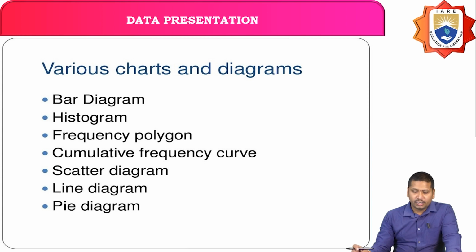There are various charts and diagrams, like bar chart, histogram, frequency polygon, cumulative frequency curve, scatter diagram, line diagram, and pie diagram. These are some of the various charts and diagrams we have for presenting data. First is the bar diagram, then histogram, frequency polygon, cumulative frequency curve, scatter diagram, line diagram, and pie diagram.